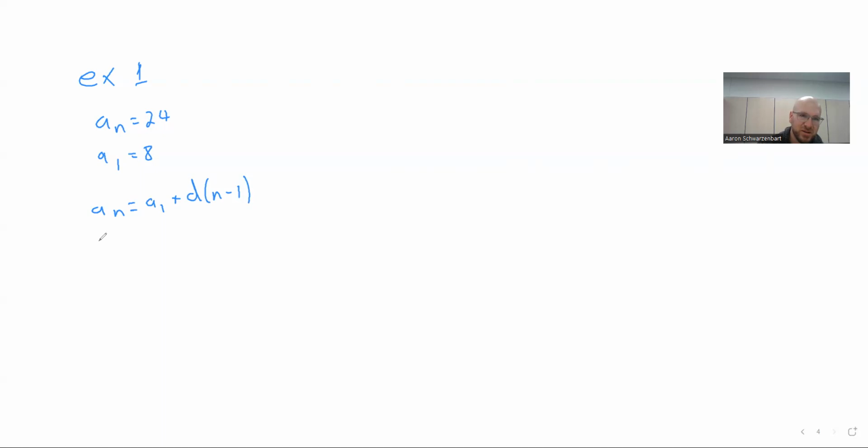Okay. So I know a sub n is 24. A sub 1 is 8. My common difference was 2. I'm adding 2 seats each time. I'm going to subtract 8 from both sides. And then I will divide by 2. Add 1, and I get n is 9. So this is the 9th row.